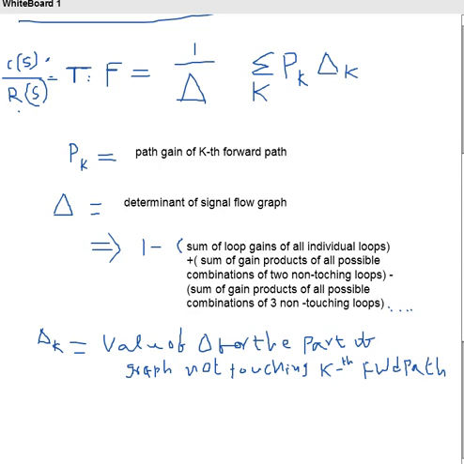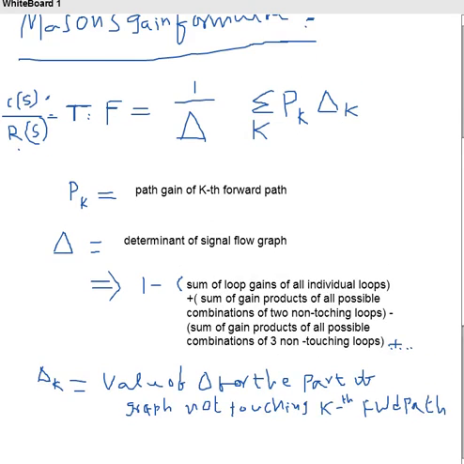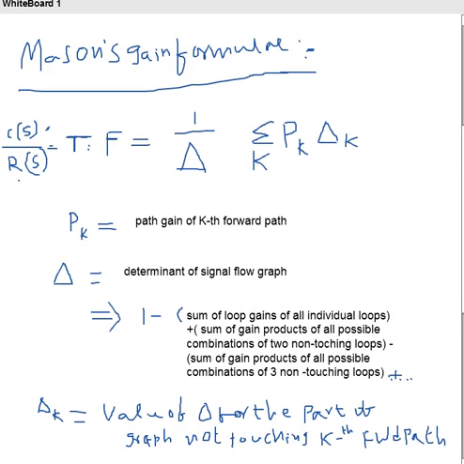Delta is the determinant of the signal flow graph, with alternating plus and minus signs. So plus 1, minus the sum of loop gains of all individual loops, plus the sum of gain products of all possible combinations of two non-touching loops, minus the sum of gain products of all possible combinations of three non-touching loops. Next plus, and so on: four non-touching loops, then minus five non-touching loops, like that. So this is the formula, Mason's gain formula. By using this we are finding the transfer function.